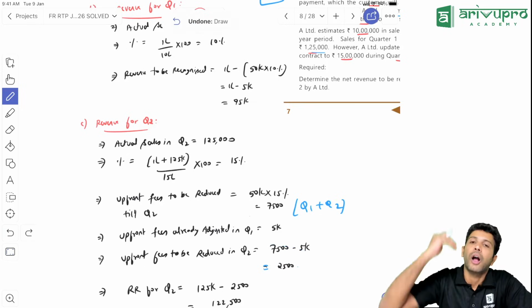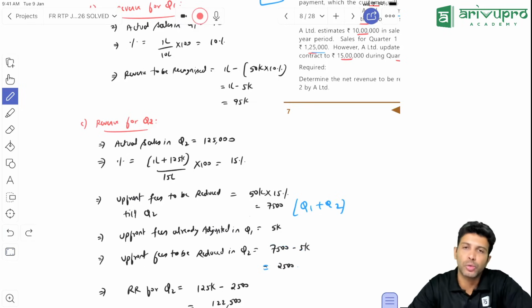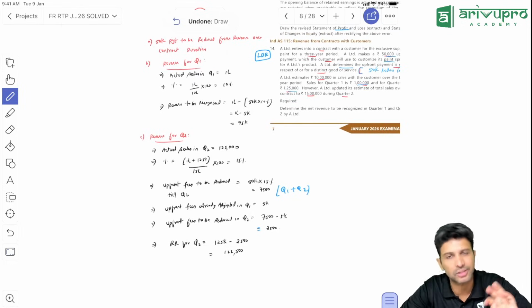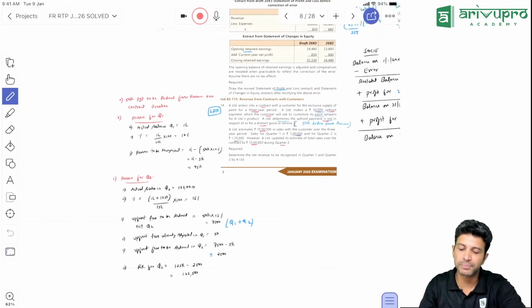Okay. How much products did you sell actually in Q2? 1,25,000. And how much payment made to customer you need to adjust? 2,500. So this is the revenue that you will book in the second quarter. That's it. A good question in a way. Done.